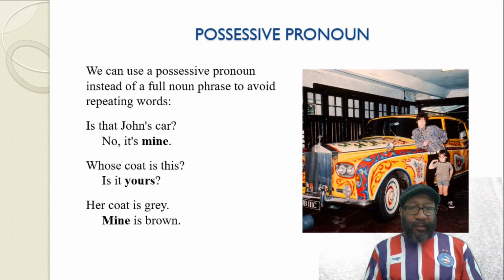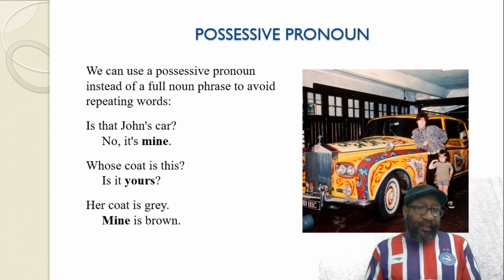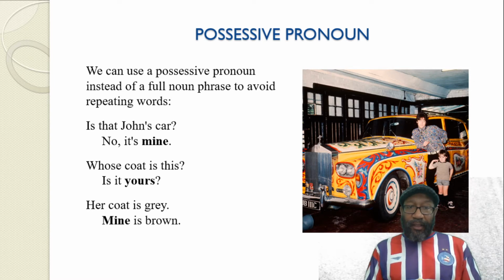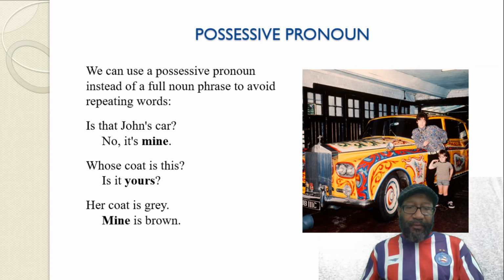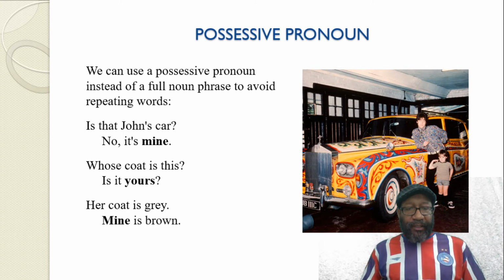Whose coat is this? Is it yours? So instead of saying, is it your coat? You just use the possessive pronoun. The same here. Her coat is gray. Mine is brown. So instead of saying my coat is brown, you just use mine. So this is a way to make your speech less repetitive and more dynamic.